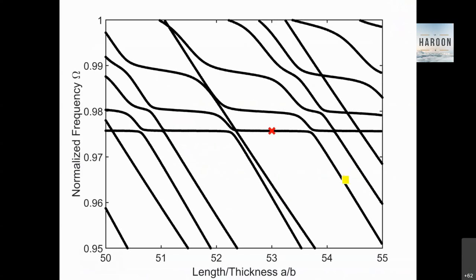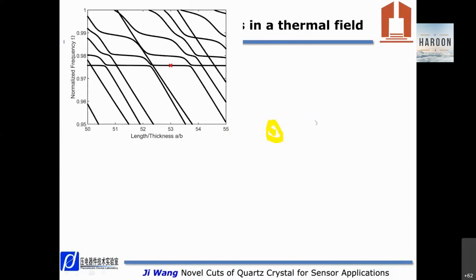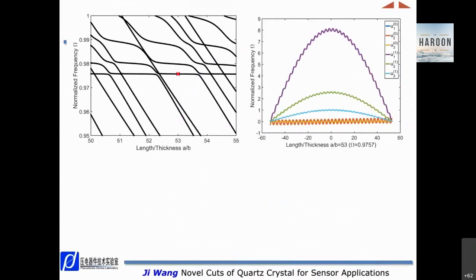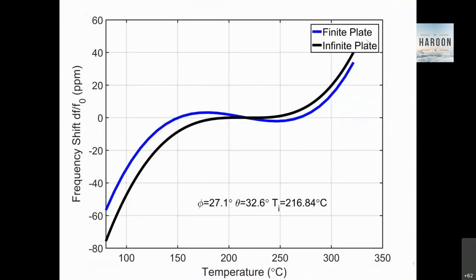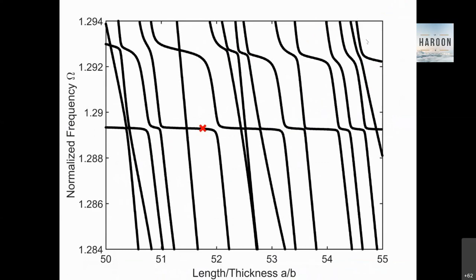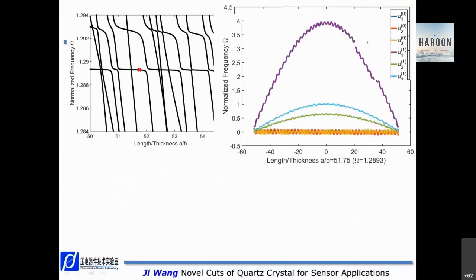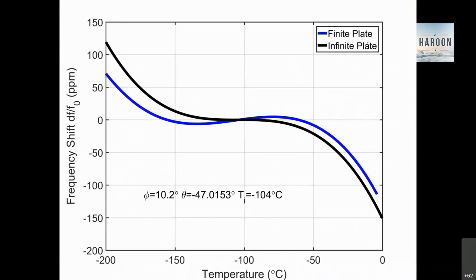Basically, it's frequency versus the size of a plate, and points like this is a design point. That means here we can get a very good frequency temperature relation. So we can show you indeed it's very good, because at this point the second shear vibration is very strong. And that's a frequency temperature relation of certain orientations. This is another case. We can still plot the mode shapes and to demonstrate the frequency temperature relation.